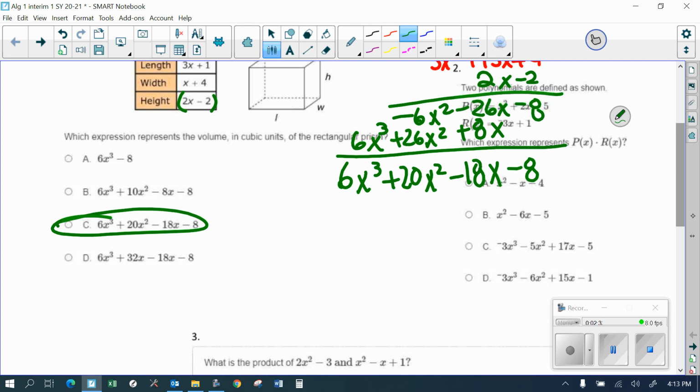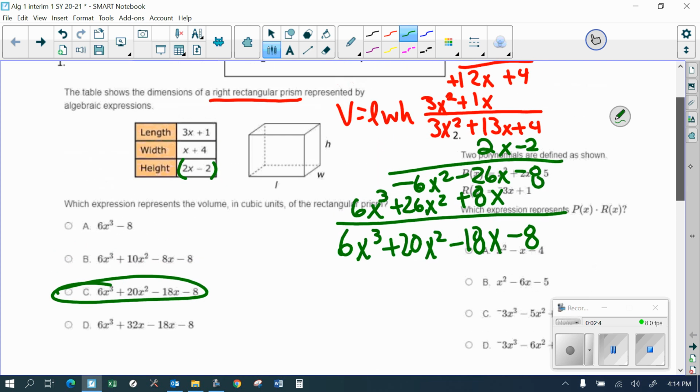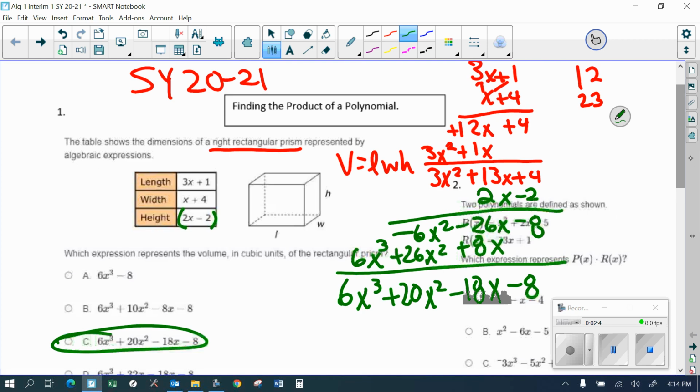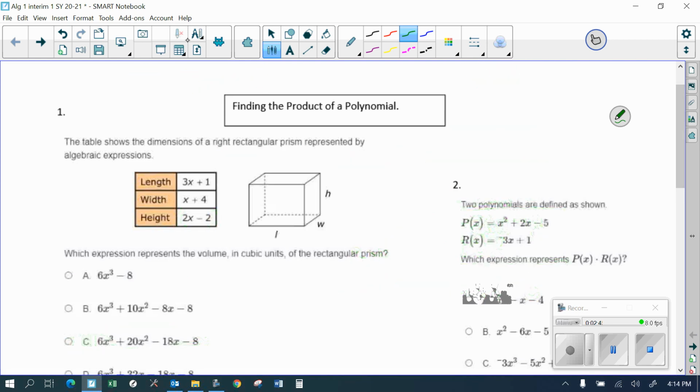So again, you need to know this for geometry class. If you're watching this in algebra class, you're going to do the same problem. There's different numbers again in geometry. So you better learn how to multiply binomials together. Okay, I'm going to go ahead and erase that so you can do the next problem.